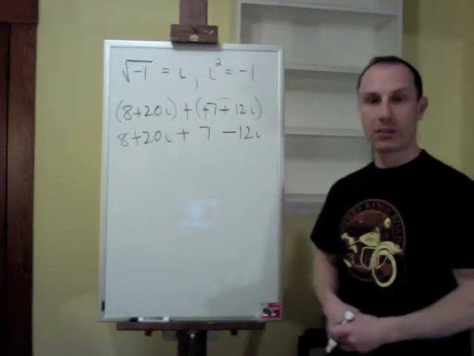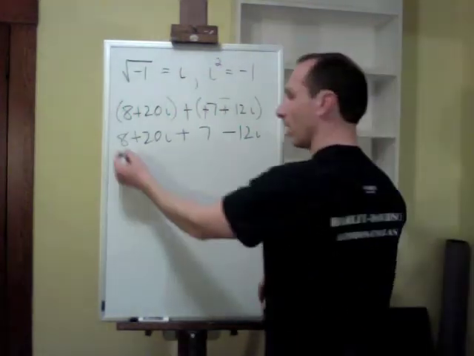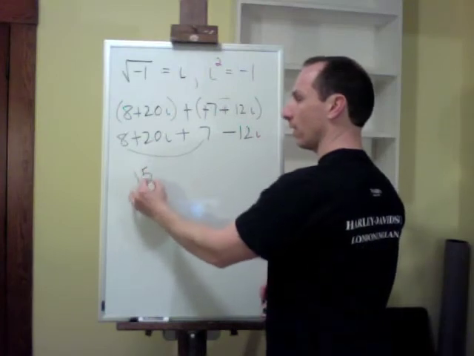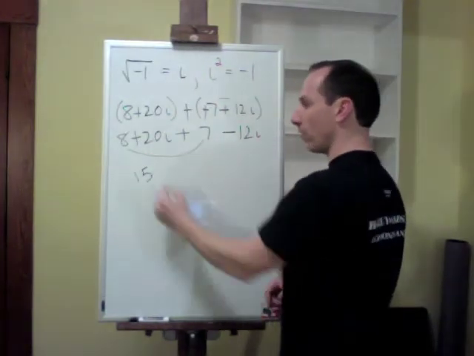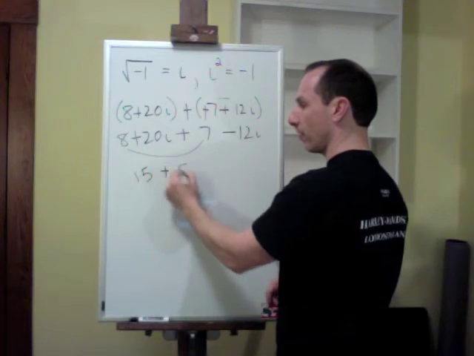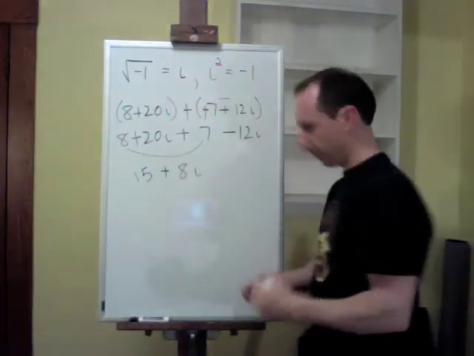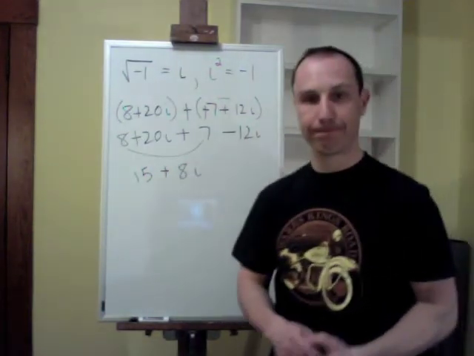The rest of this is simple, combining like terms. 8 and 7 give me a 15, and 20i and a -12i give me a +8i. Okay? Moving on.